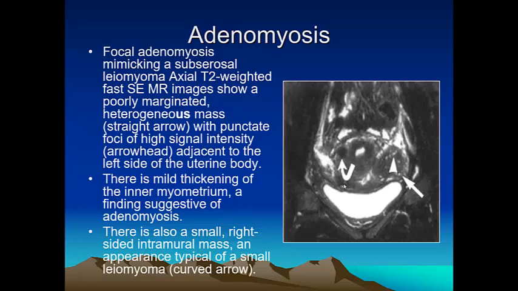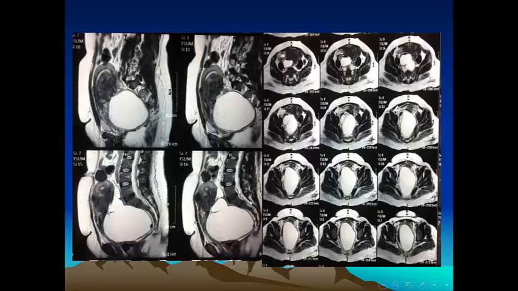The second common entity, the adenomyosis. The focal adenomyosis is sometimes more decisive; sometimes we could not differentiate it from the leiomyoma. Here, this is a focal adenomyosis mimicking a subserosal fibroid. This is a picture from the literature with bright spots on T2. There is mild thickening of the junctional zone. So this is with adenomyosis.